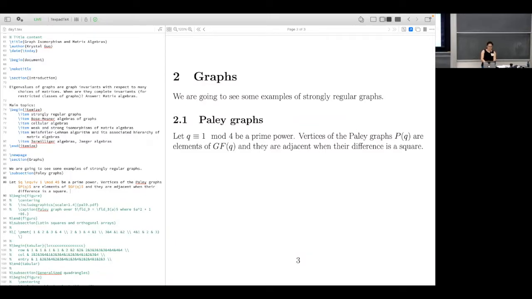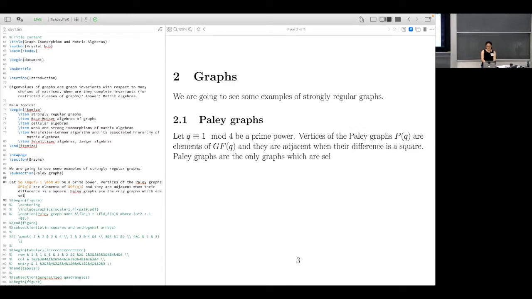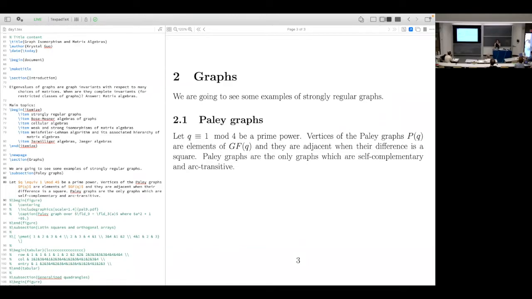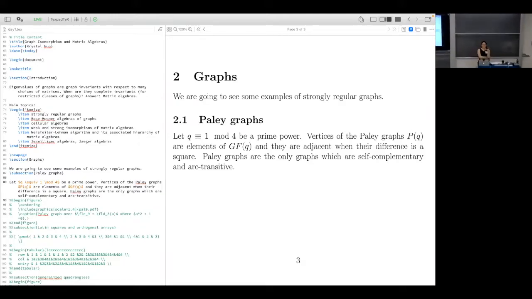There's a very related pair of graphs. So Paley graphs, they have some special properties. Do we remember the special properties of Paley graphs? Paley graphs are strongly regular. Yes, they are graphs which are self-complementary. And how do we complete the sentence? So if you remove this arc transitivity and you replace it with vertex transitivity, then there's slightly more graphs.